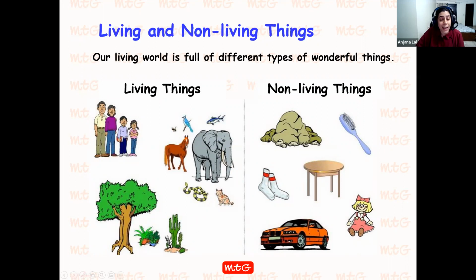Plants, trees, cactus. These are all living things. And just look at non-living things. The list of non-living things: pile of clothes, table, socks, the little toy, car, a big car, or a hairbrush. These are all non-living things.